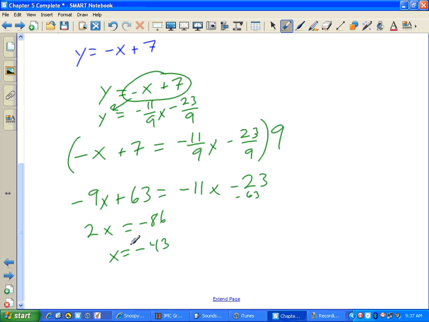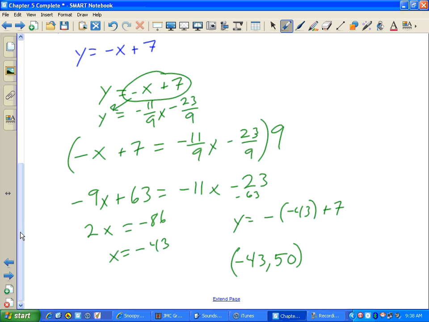So that's our x. To find our y, I just plug our x value into either equation. This one's the easier one. So if I put negative 43 in place of x, I get 43 plus 7, which is 50. So my orthocenter is going to be at the point negative 43 comma 50.